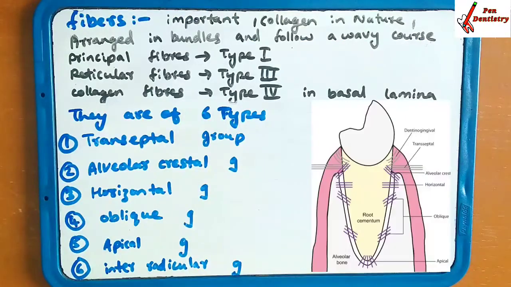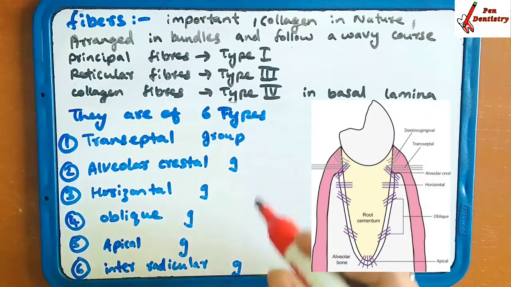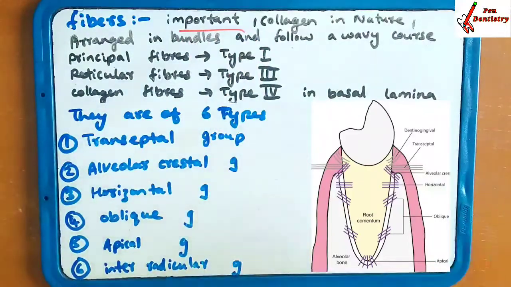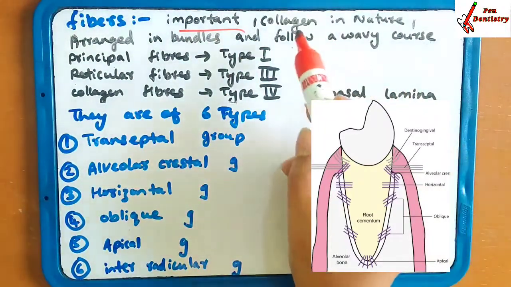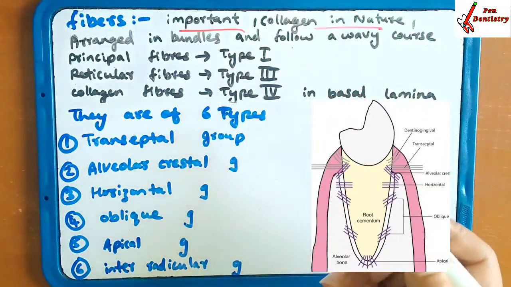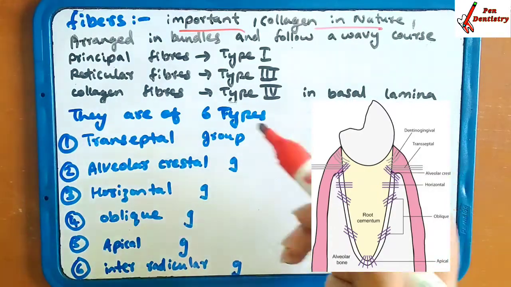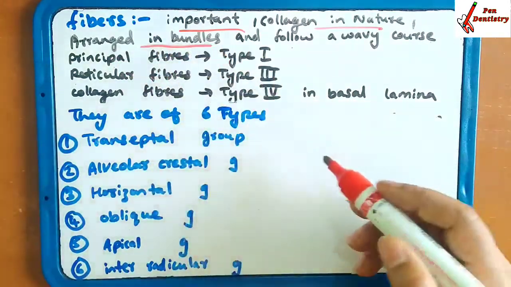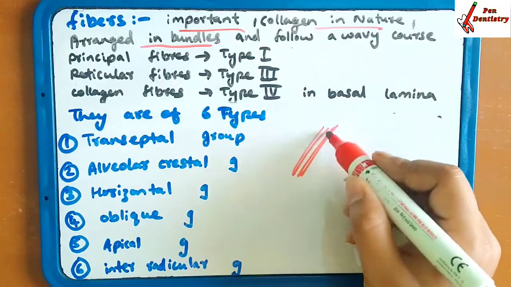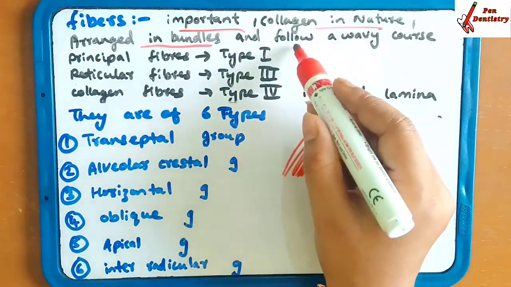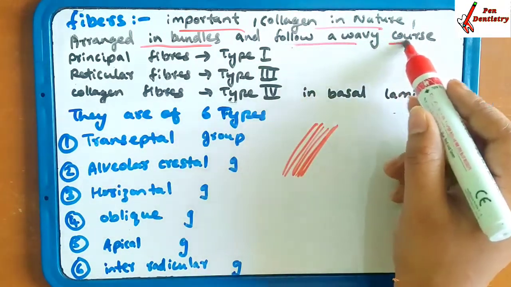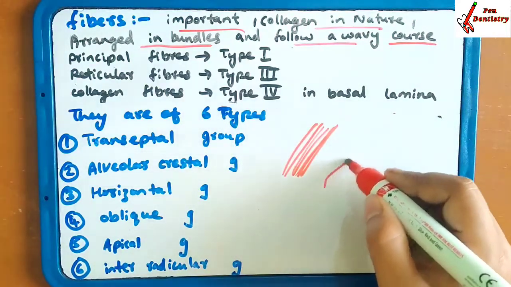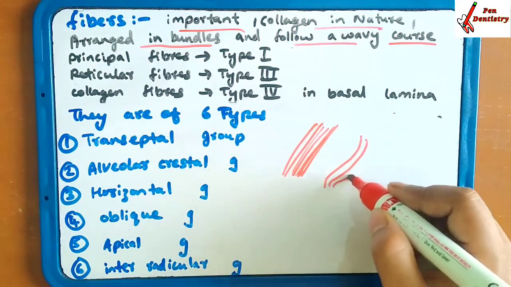In the fibers category, the first one is collagen fibers. They are the most important type. As the name says, collagen fibers are collagen in nature. They are arranged in bundles and they follow a wavy course like this.